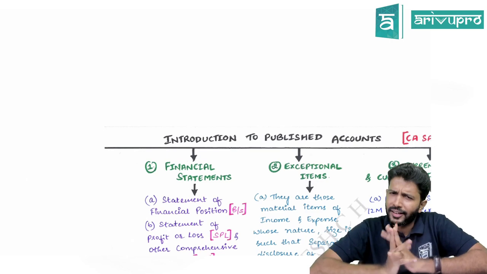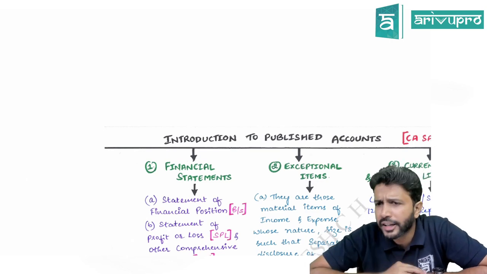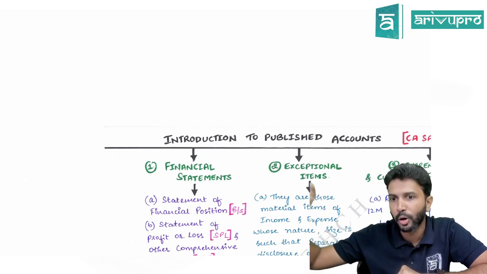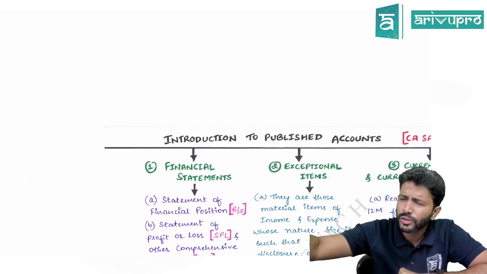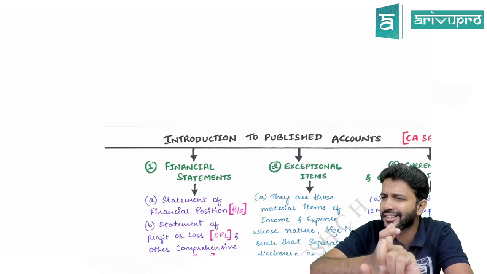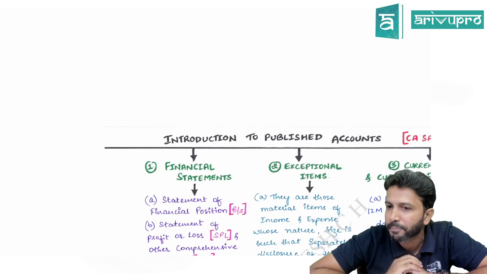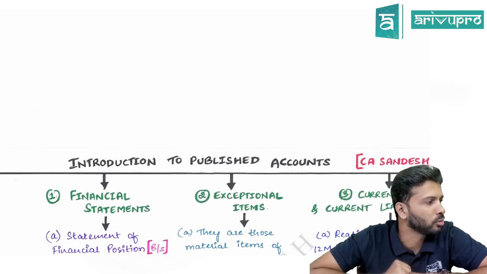Now, we'll take the example of ArivuPro. Now, I'm coming and teaching over here. That means I'm logging some time. I have a time log, time sheet, and all. So that time sheet data, my salary slip, and all will be published, will be put on the public domain. Can we call that published accounts?